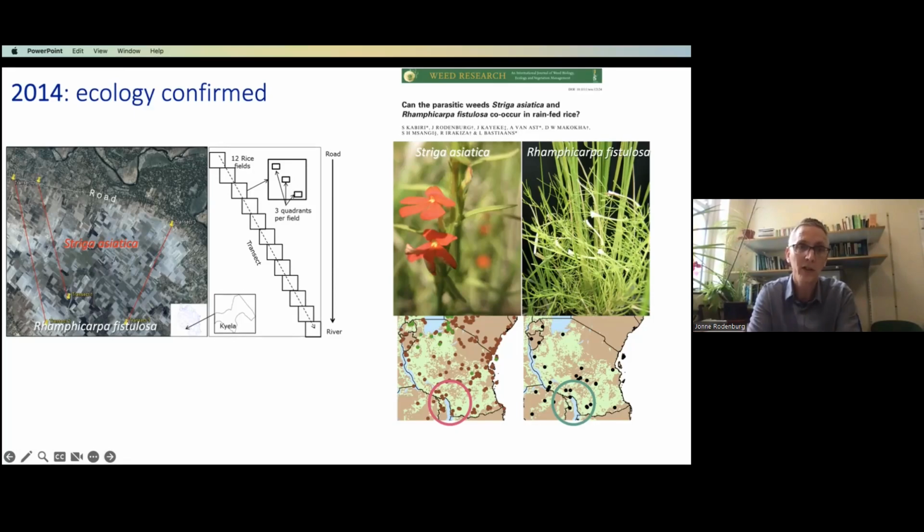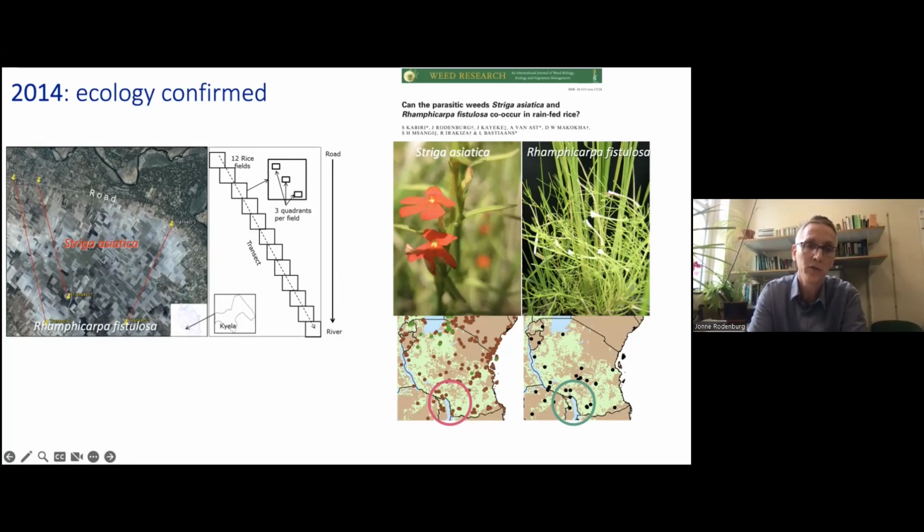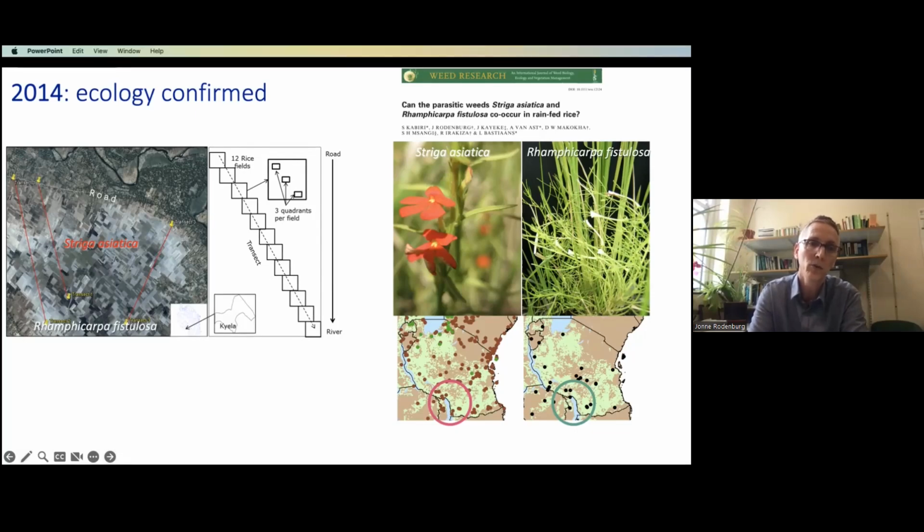So on the left-hand side you see an aerial photo, and this is an area where you see Striga asiatica closer to the road, in the higher parts of this picture, and Rhamphicarpa in the lower parts of this picture, closer to the river. So all these squares that you see there, those are all rice fields.